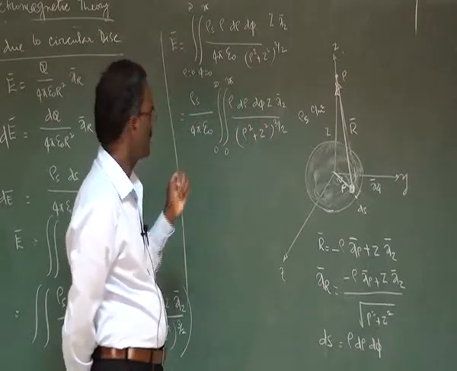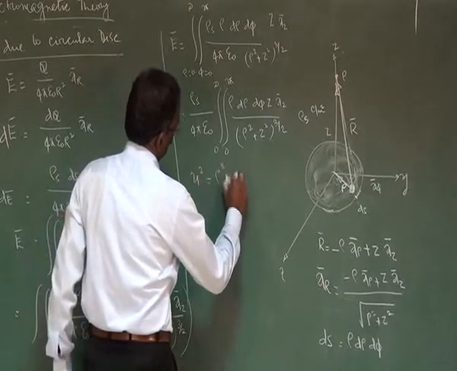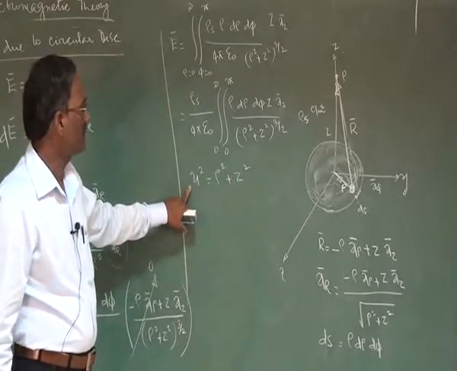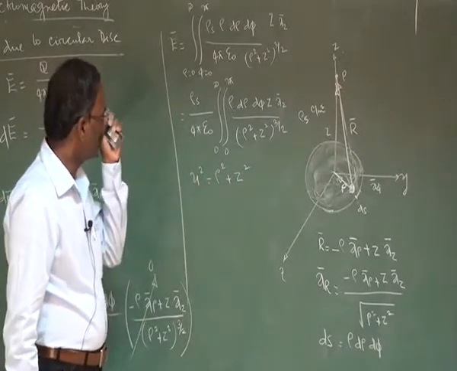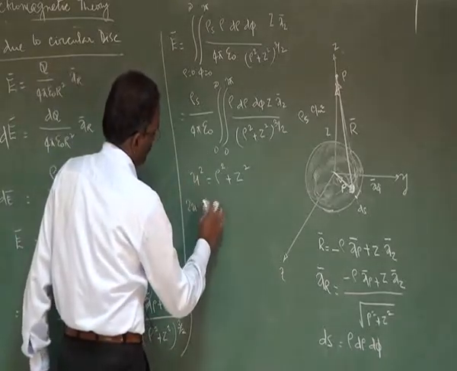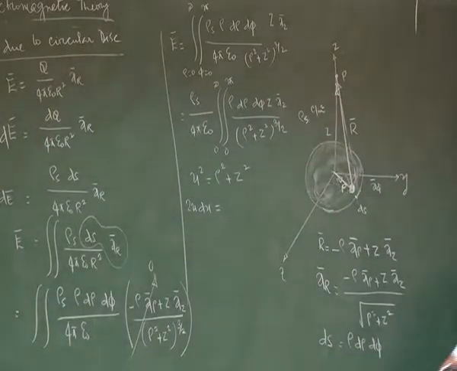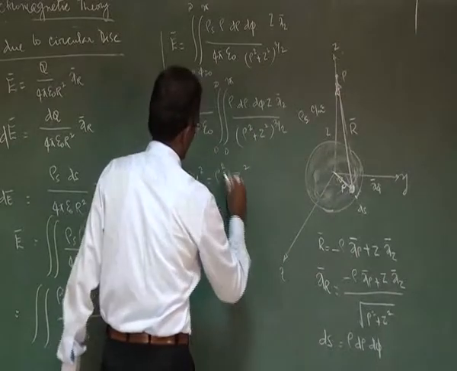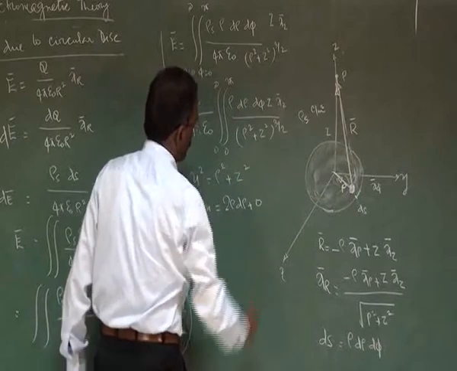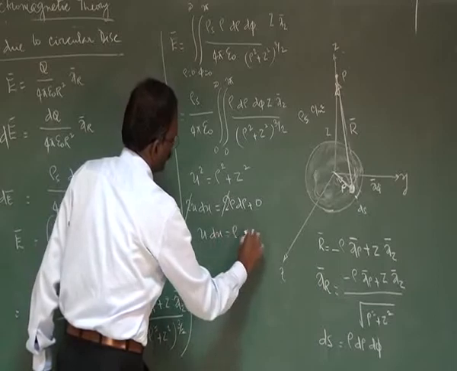So I am going to use one substitution method. I will put u square is equal to rho square plus z square. This u is called a dummy variable. I will replace rho with u, right? Differentiate it. 2u du is equal to 2 rho d rho plus, z is a constant, so it is 0. So u du is equal to rho d rho.